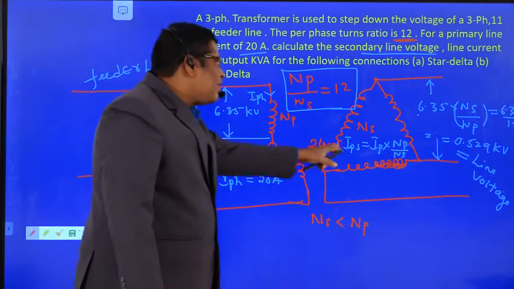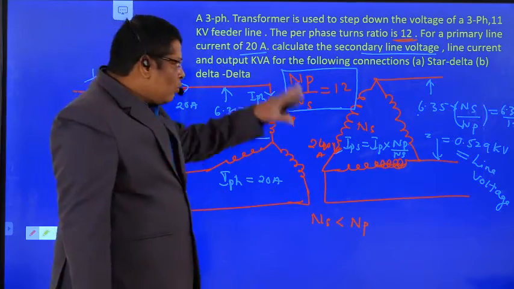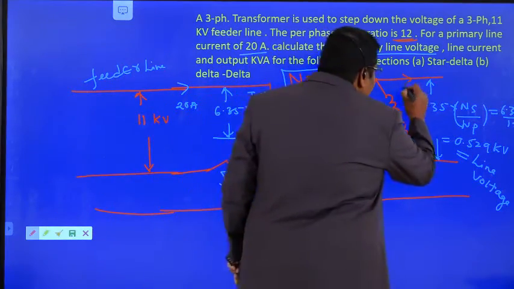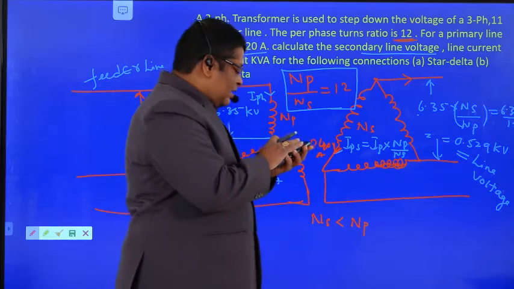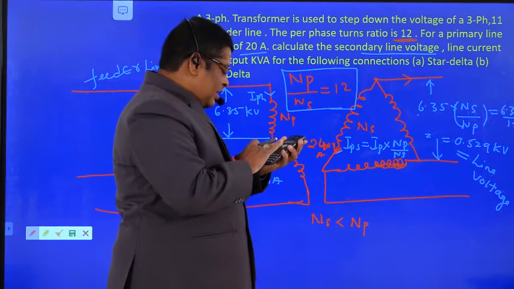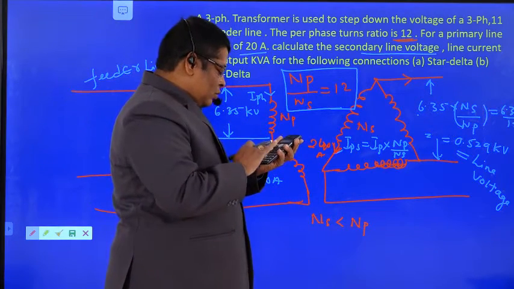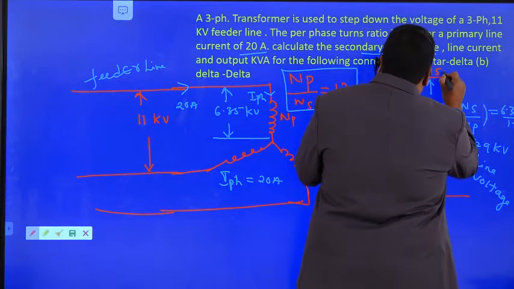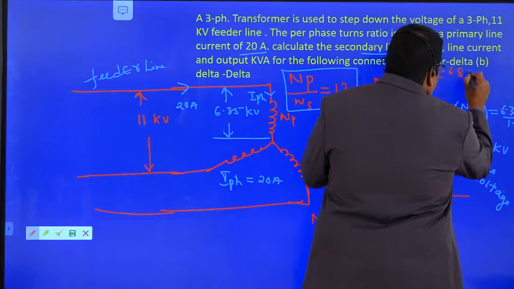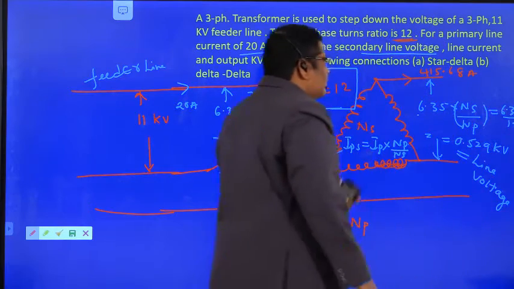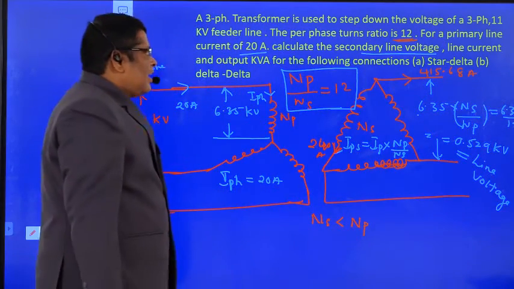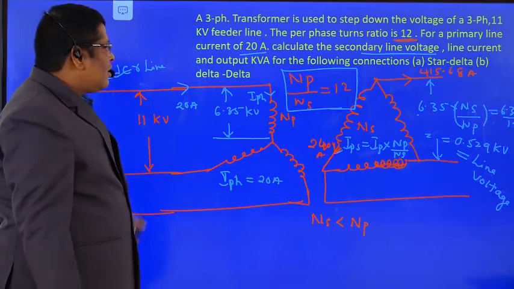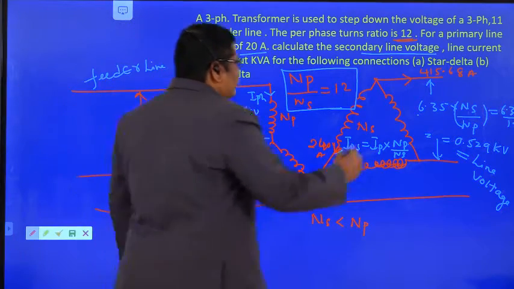Now, the secondary winding is connected in delta, so the line current is root 3 times the phase current. So 240 into 1.732 is equal to 415.68 amperes. This is with a delta connection. Star delta, first case is over.